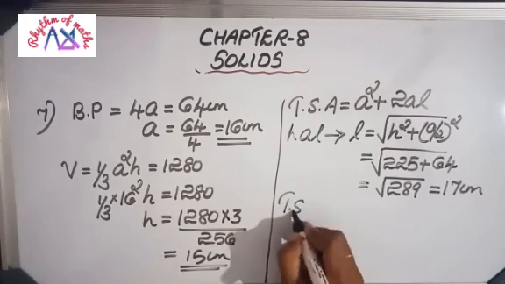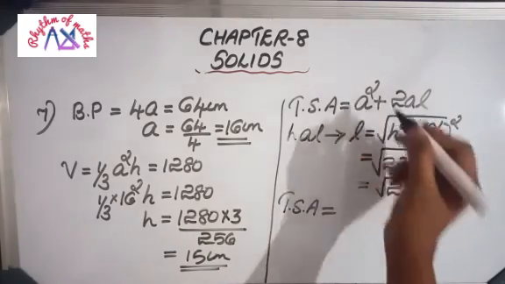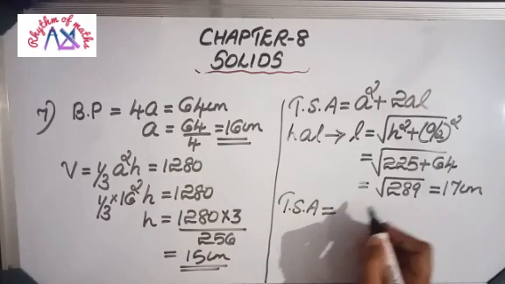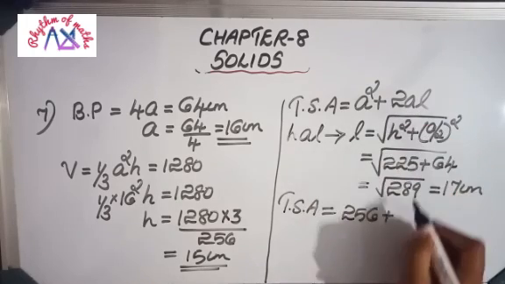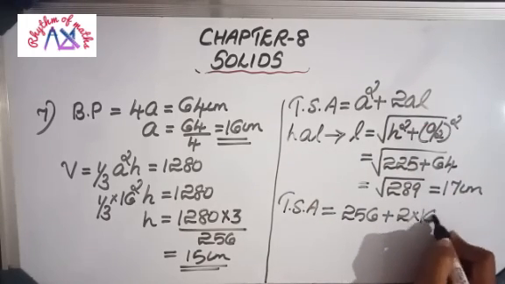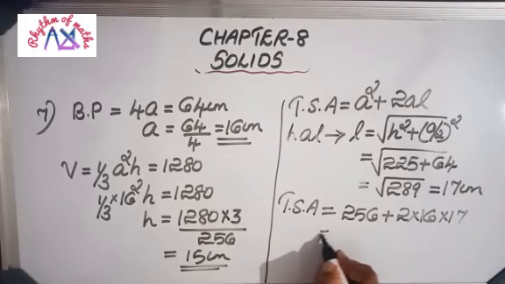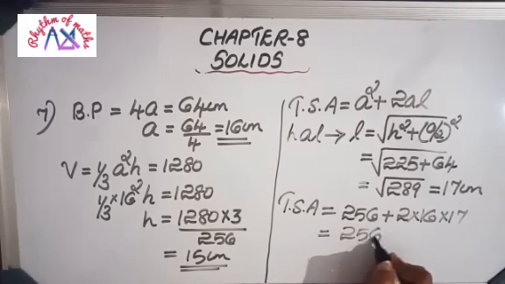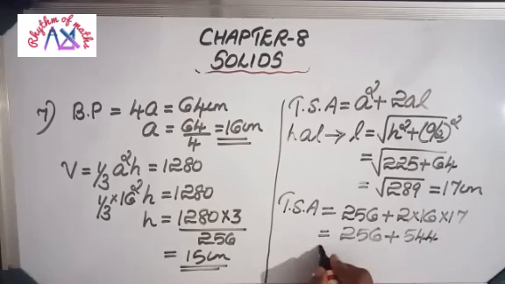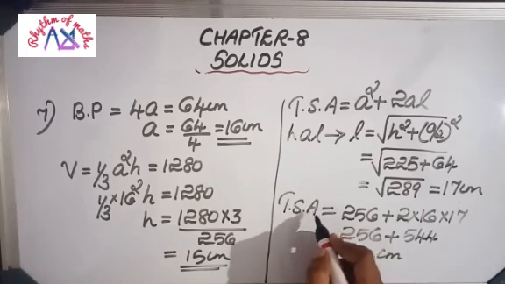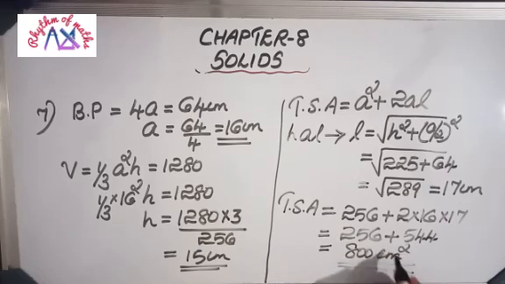Now let's find TSA. So TSA equal to a square. A square means it is 16 square. 16 square is 256 plus 2AL. 2 into 16 into 17. Okay. So 256 plus 544. So the final answer is 800 centimeter square. TSA, that means square. Okay, centimeter square. 800 centimeter square is the total surface area of this square pyramid.